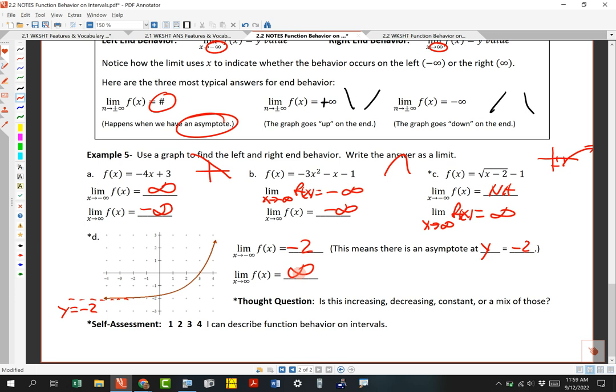Now, I'm going to leave you with a thought question, and this is not too much. These go really quickly. I want you to do the whole assignment. Is that function increasing, decreasing, constant, or a mix of those? I want you to think about it. How many say increasing? Okay, we can ignore decreasing, right? How many say a mix? It's got some constant in there. Talk about it tomorrow. Have a great day.